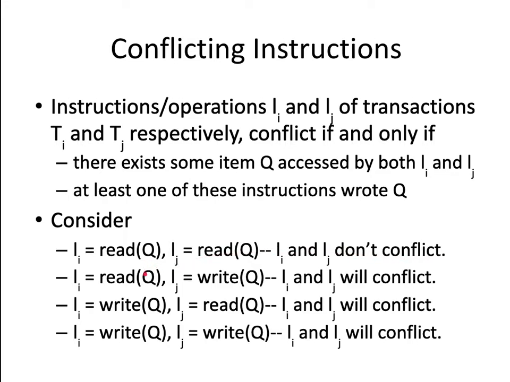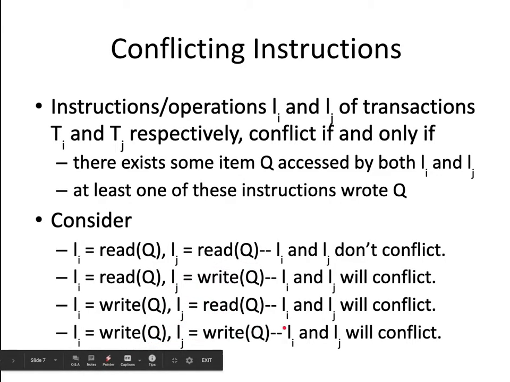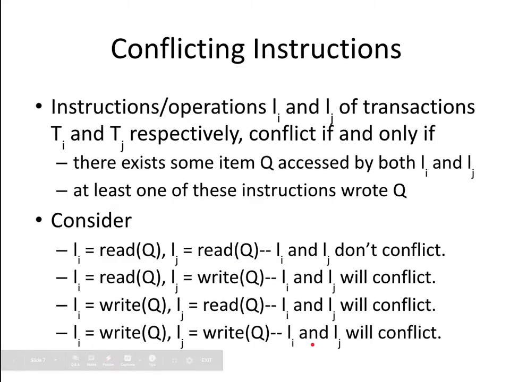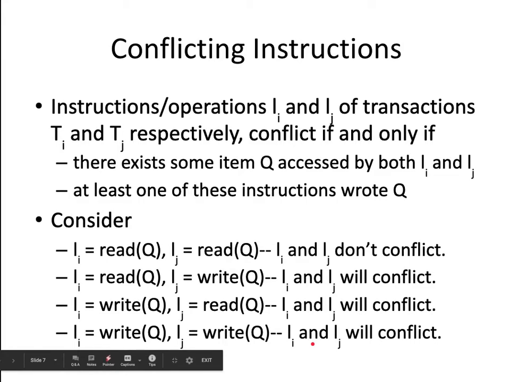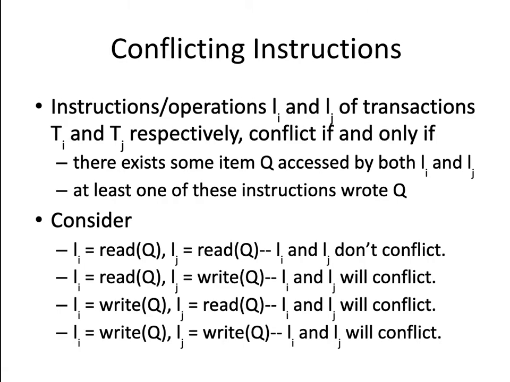If they are accessing the same item and one of those operations is a write operation, then we say that the operations, or my instructions, are conflicting. I hope it is clear. So which instructions will you say are conflicting? First, those operations should be in different transactions. Second, they should access the same item. Third, one of them should be a write instruction, and if this is the case, we will say that the instructions are conflicting.